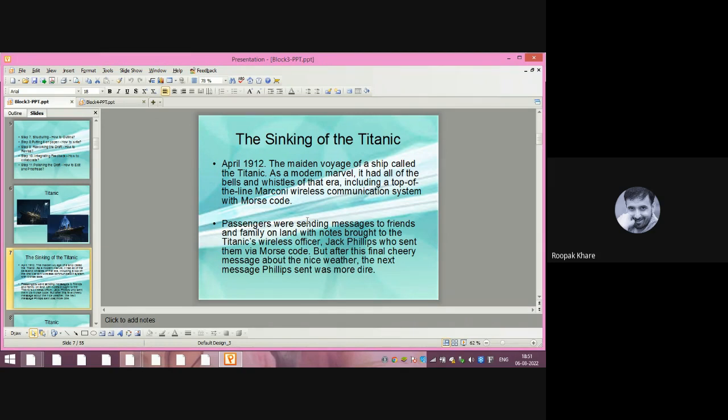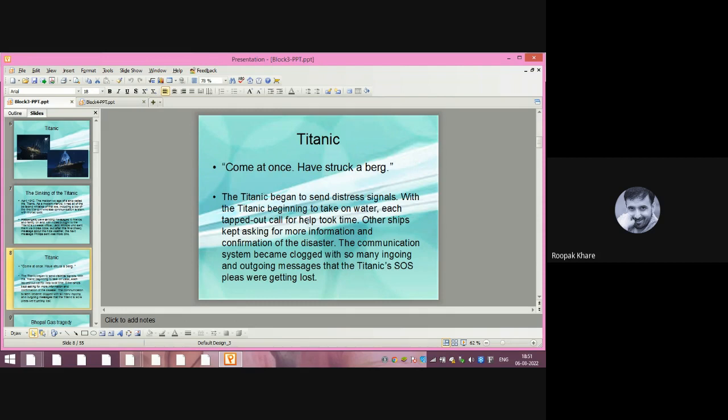Jack Phillips sent them via Morse code. So there was something called Morse code, through which all these messages were being sent. The last message, which was a happy message, mentioned the nice weather on Titanic. The next message Phillips sent was more dire. Come at once, we have struck an iceberg, and please come and help us was the message that was sent through Titanic.